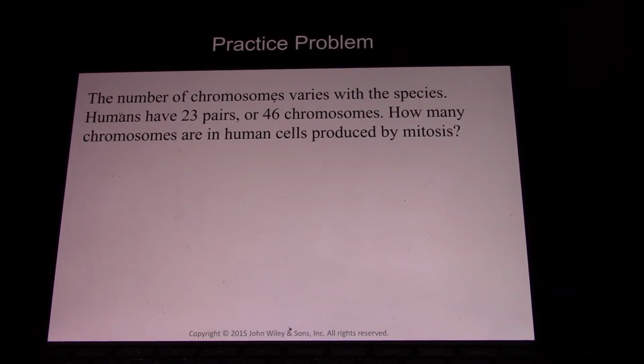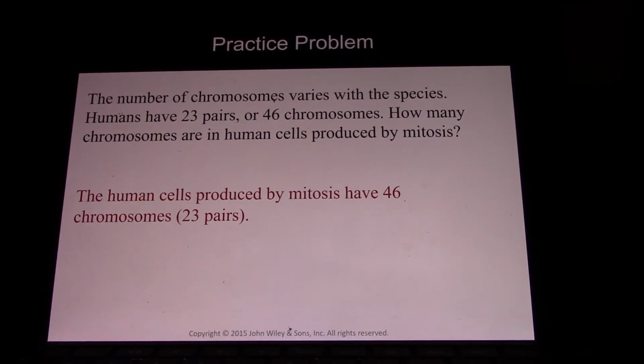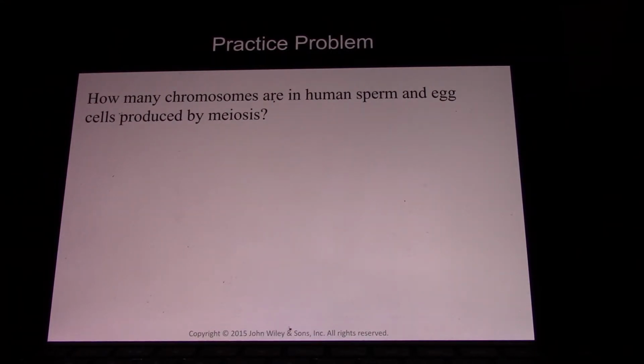Humans have 23 pairs, or 46 chromosomes. You get 23 from your mom, and you get 23 from your dad. So humans have 23 pairs of chromosomes. You get a number 1 from both your mom and dad, a number 2 from both your mom and dad, a number 3 from both your mom and dad, all the way through all 23 pairs. You get 1 from mom and 1 from dad.